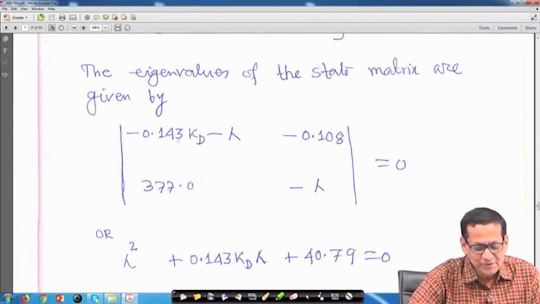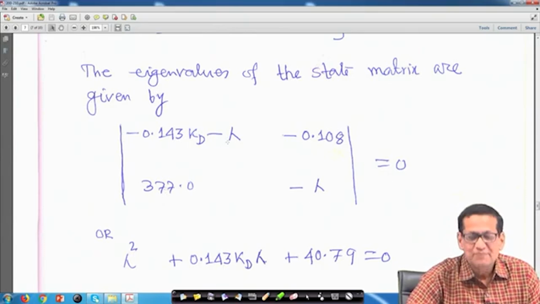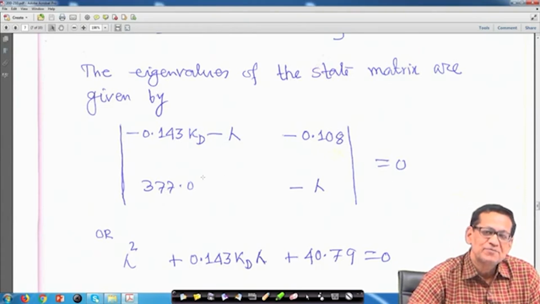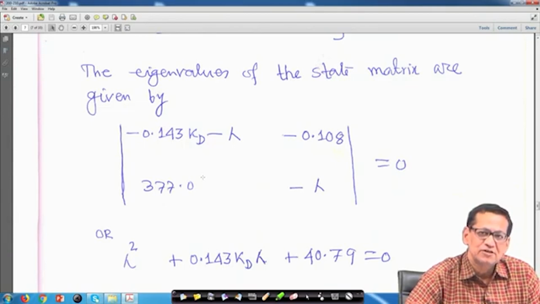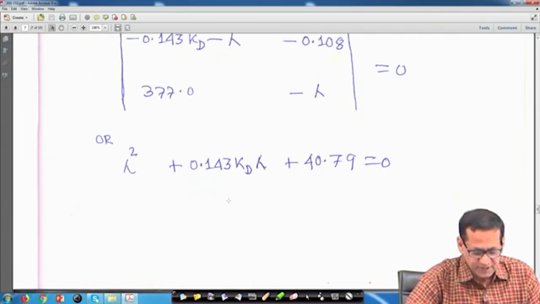So, the determinant of minus 0.143 kd minus lambda, minus 0.108, 377, minus lambda is equal to 0. I mean, the determinant of A minus lambda I is equal to 0. If you simplify this equation, it will be lambda square plus 0.143 kd lambda plus 40.79 is equal to 0. Simply a quadratic equation.